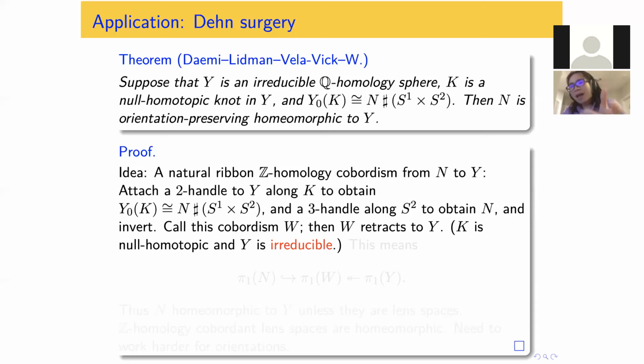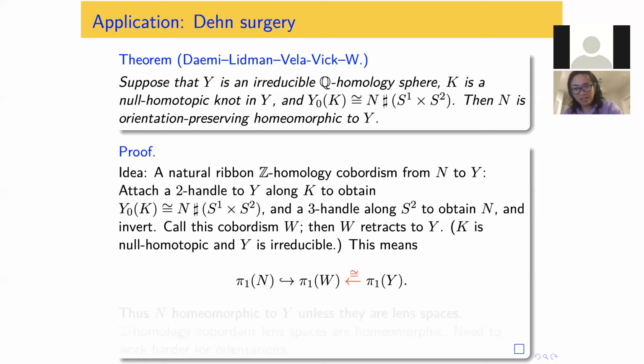Now, coming back to this ribbon Z homology cobordism that we built from Cameron-Gordon's theorem in part 1, we see that there are maps on the fundamental groups from N into W and from Y into W. The first one is injective and the second one is surjective. But then we just said that W retracts to Y, right? So the inclusion map from Y into W must be injective on pi 1, right? So that is actually an isomorphism.